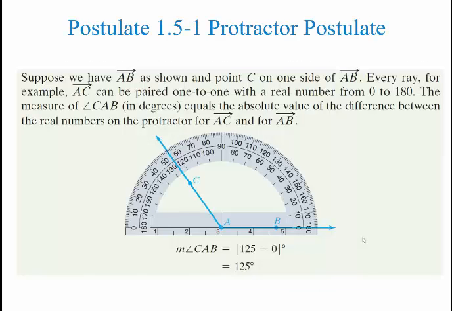Suppose you have ray AB as shown here and point C on one side of AB. Every ray, for example AC, can be paired one-to-one with a real number from 0 to 180. The measure of angle CAB in degrees equals the absolute value of the difference between the real numbers on the protractor for ray AC and ray AB. So for example, ray AB here is 0 degrees and ray AC here is 125. So the difference between the two is 125 degrees.